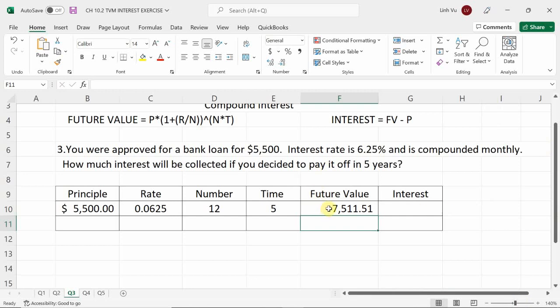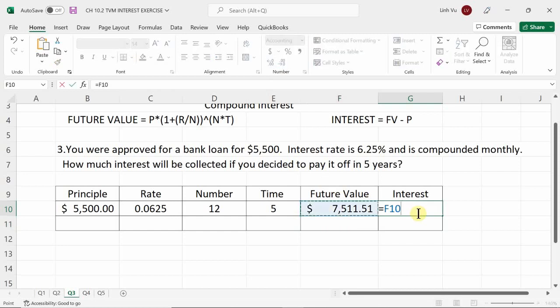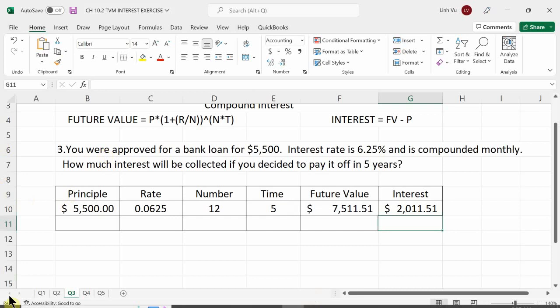And I get $7,511.51. So therefore, what is going to be my future value? Oh, I'm sorry. What is going to be my interest? How much interest did I collect? $2,011.51. Good. Excellent. Okay. All right.